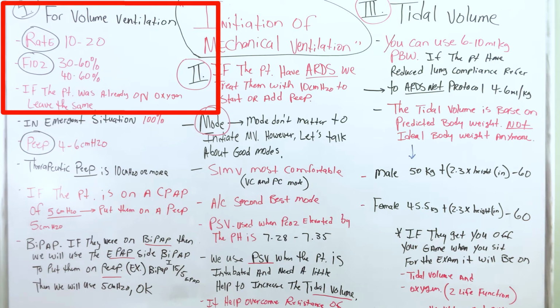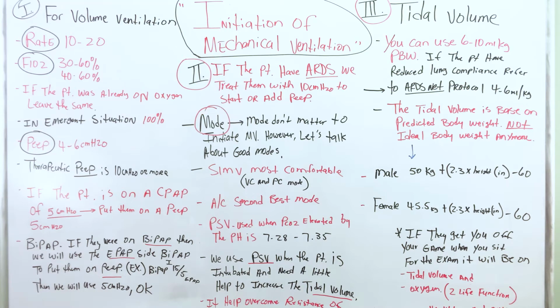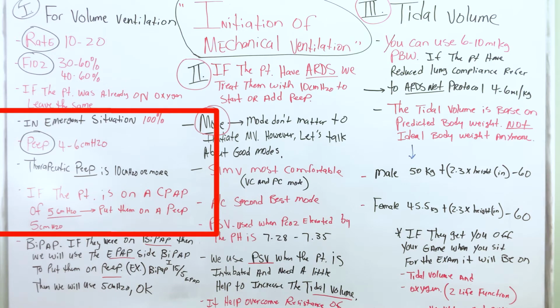If the patient was already on an oxygen level, then just leave it the same. If they were already on 35%, just leave it at 35%. If they were on 30%, leave it at 30%. That would be just fine. In an emergent situation, we always give 100% oxygen.